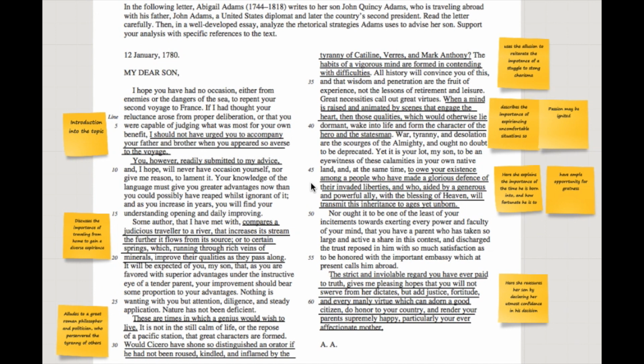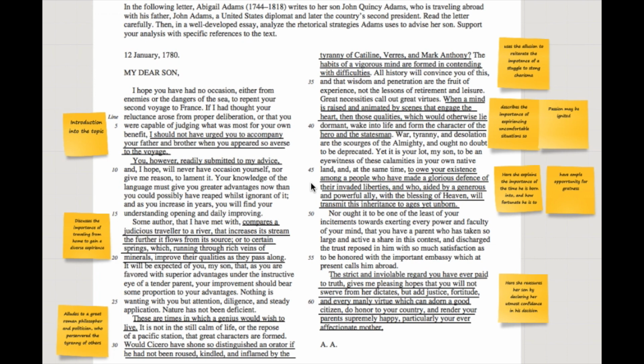So in this prompt, Abigail Adams is writing a loving letter to her son, John Quincy Adams, as he's traveling abroad with his father and brother. Her purpose in doing so is to explain the importance of expanding one's horizons and of being challenged by new experiences, and generally giving motherly advice like mothers do.